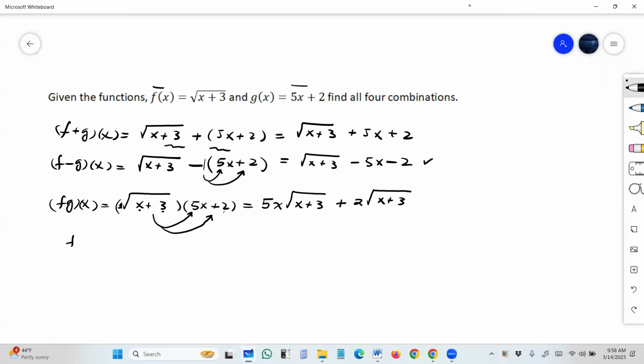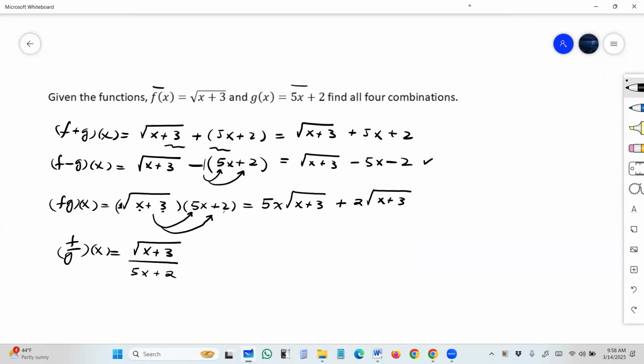Same thing with division. F over g. Division in many ways is probably even easier. So I have f, and then I have g. Nothing I can do. I have to stop right here. Right? This is the end of my division problem.